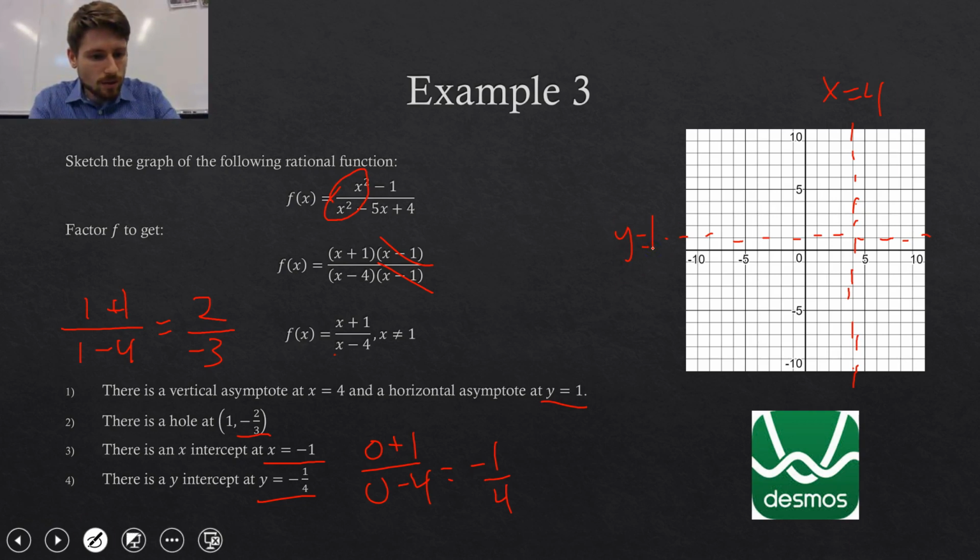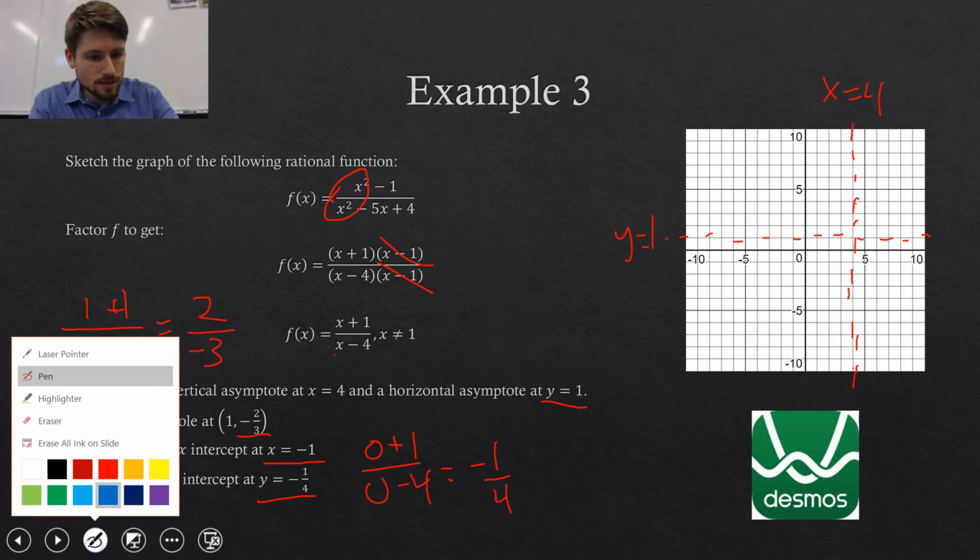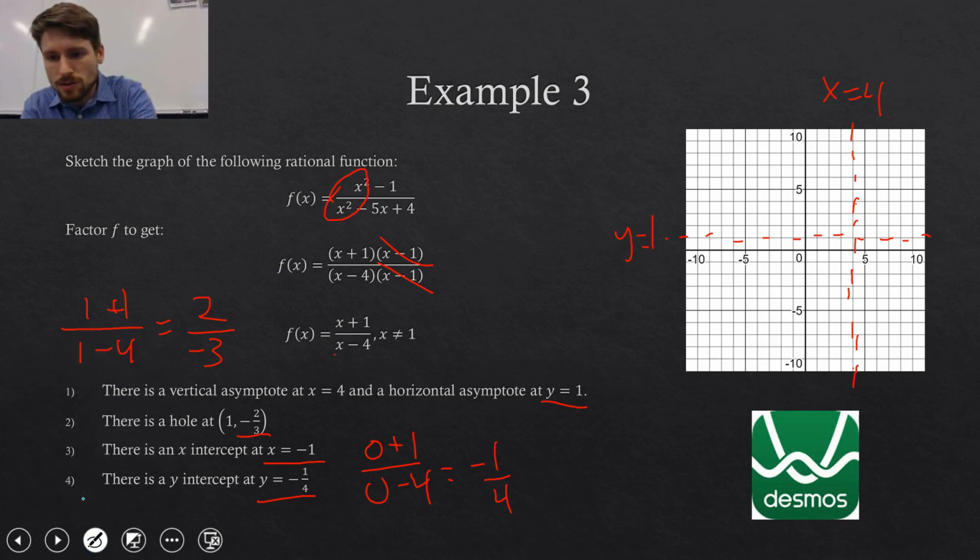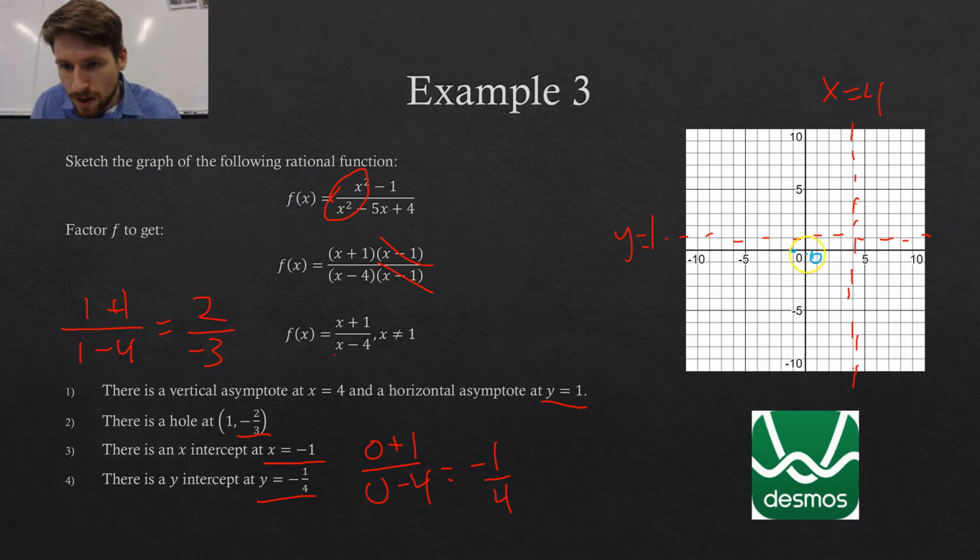I'm going to go ahead and plot the hole next. So our hole is at 1, negative 2/3. So we can plot that 1 and negative 2/3. It's about there. That's where our hole is. I'm going to sketch the x-intercept and the y-intercept. So our x-intercept at negative 1 is right here, when x is negative 1. The y-intercept at negative 1/4 is right here. Okay, so there's our y-intercept.